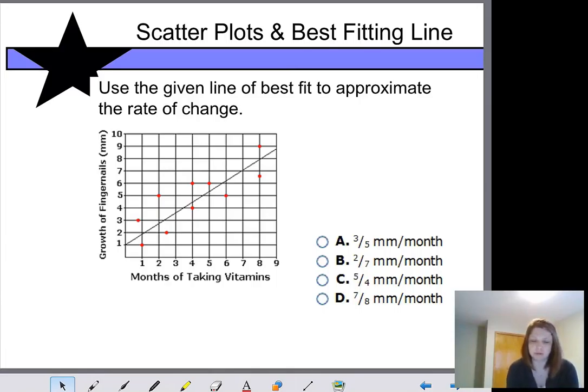So I'm going to show you a couple of tricks and what you need to look for, so hopefully that will be a pretty useful tool and easy for you on the MCA. Let's begin with the first one. Use the given line of best fit to approximate the rate of change.